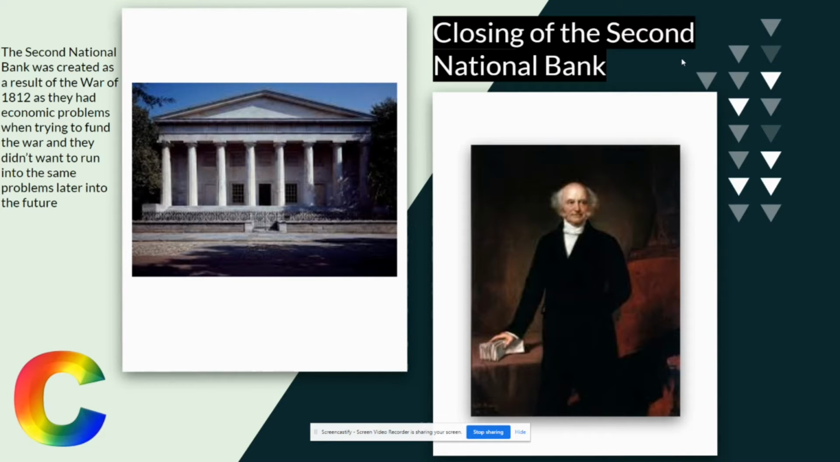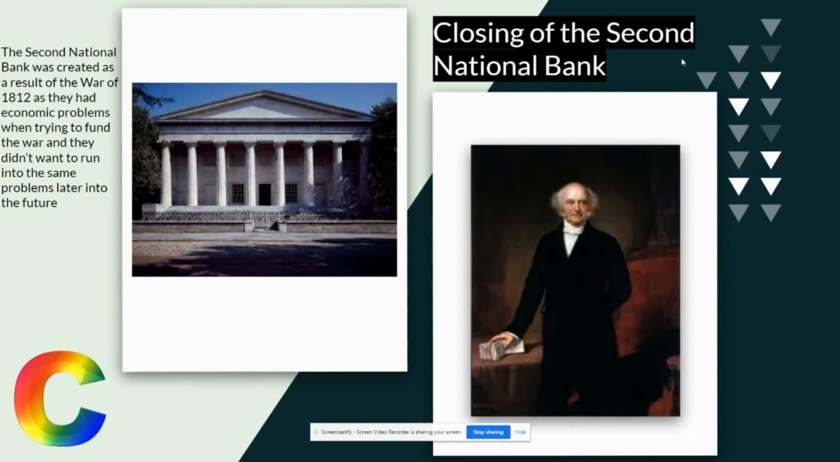I gave Andrew Jackson a C for this event because when the bank closed down, the country went into an economic depression. Once Martin Van Buren took office after Jackson, the country went through an economic recession, which eventually led to the Panic of 1837, where private banks closed down as they ran out of money.